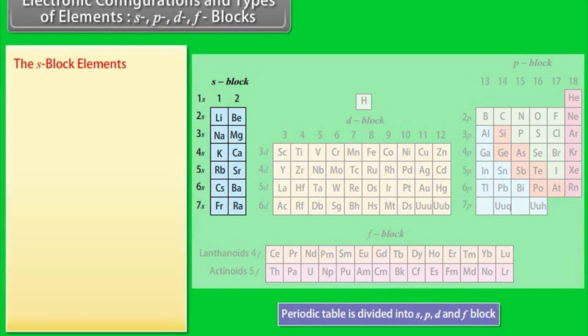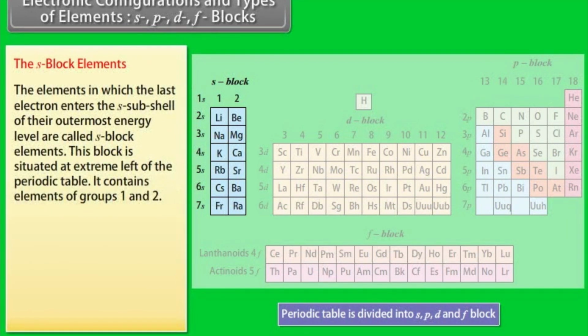The s block elements. The elements in which the last electron enters the s subshell of their outermost energy level are called s block elements. This block is situated at the extreme left of the periodic table. It contains elements of groups 1 and 2.